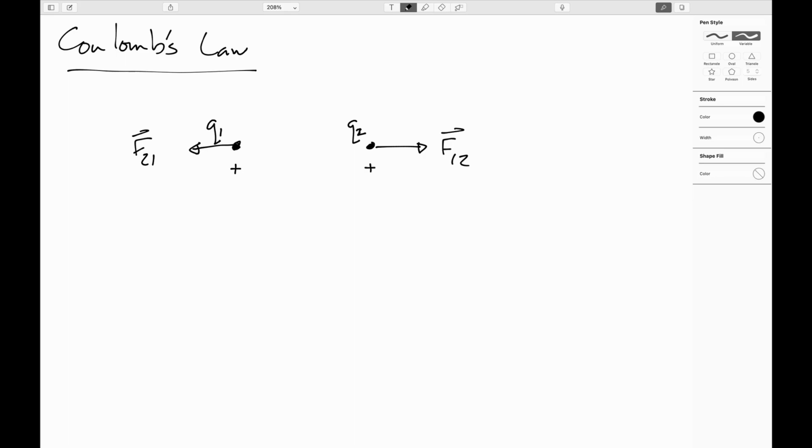In the last couple of videos, we've started to develop a qualitative feel for how the electric force works, and now we want to get more quantitative with it. We will start with Coulomb's Law.